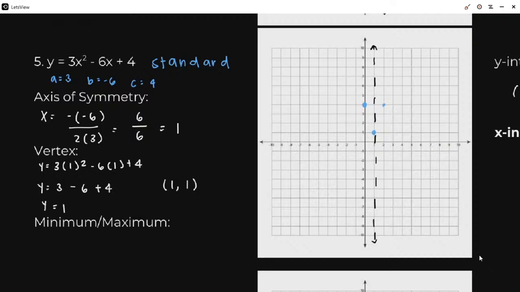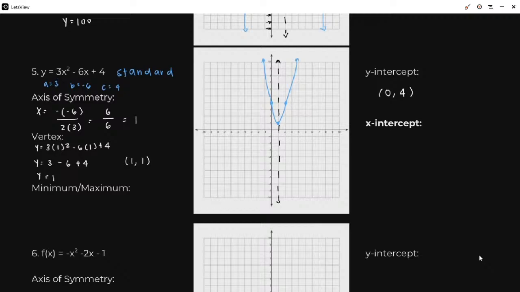So again, we can reflect that right there. And this will open up like this. Since this is not intercept form, we're going to skip the x-intercept for now and come back to it. And for this graph, it opens up, so that means we have a minimum. And it's going to be at y equals 1.